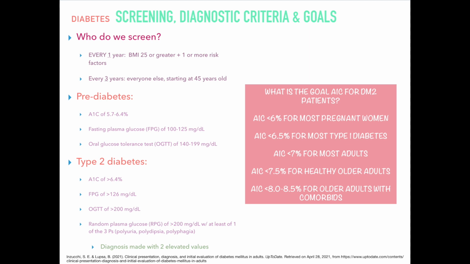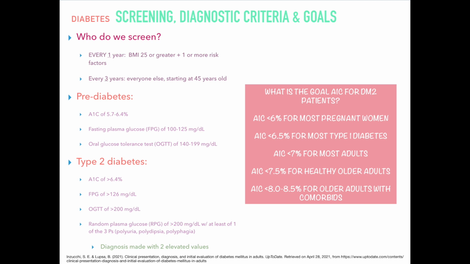So for pre-diabetes, A1C is going to be 5.7 to 6.4%. Anything above that 6.4% indicates type 2 diabetes. So a fasting plasma glucose of 100 to 125 is your pre-diabetes. Anything above that 125 is going to be indicating type 2 diabetes.